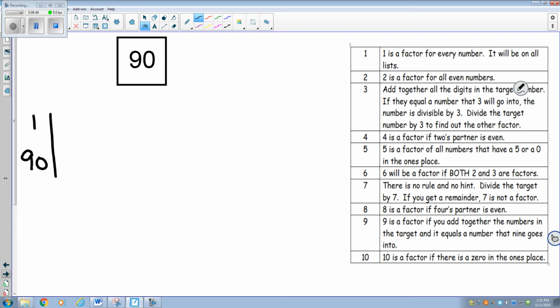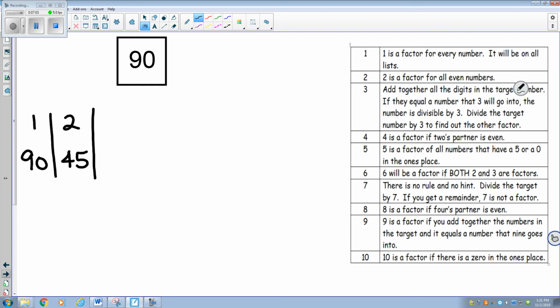2 is a factor for all even numbers. 90 is an even number. And 2's partner for 90 would be half of 90, which is 45. So 2 times 45 equals 90. So those are both factors.